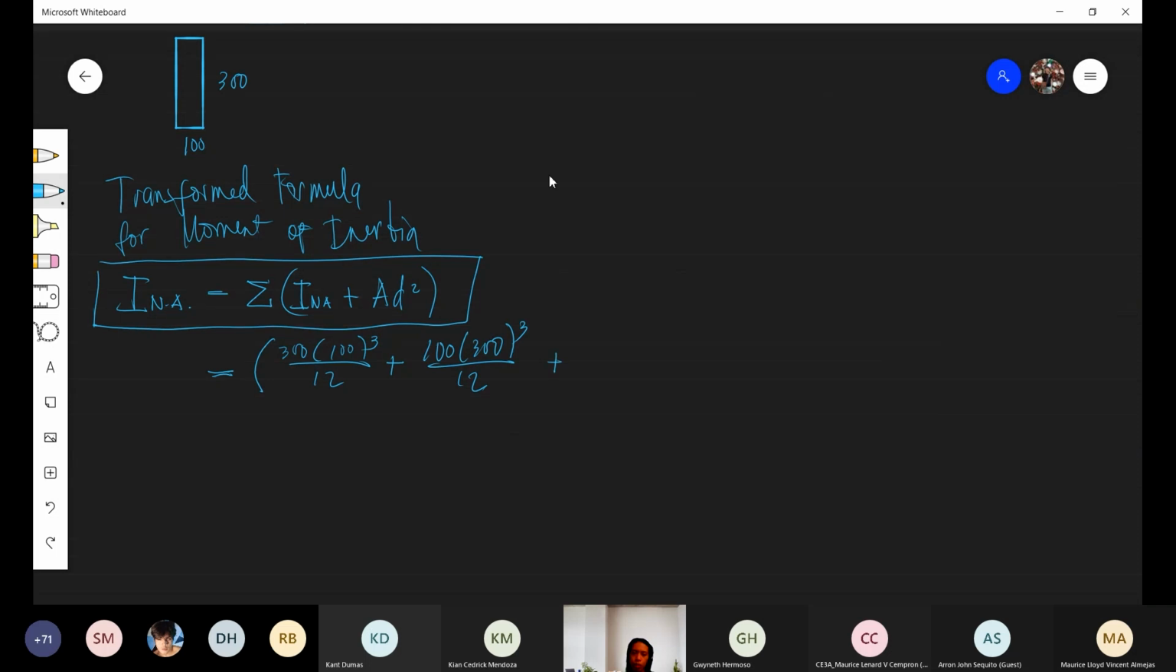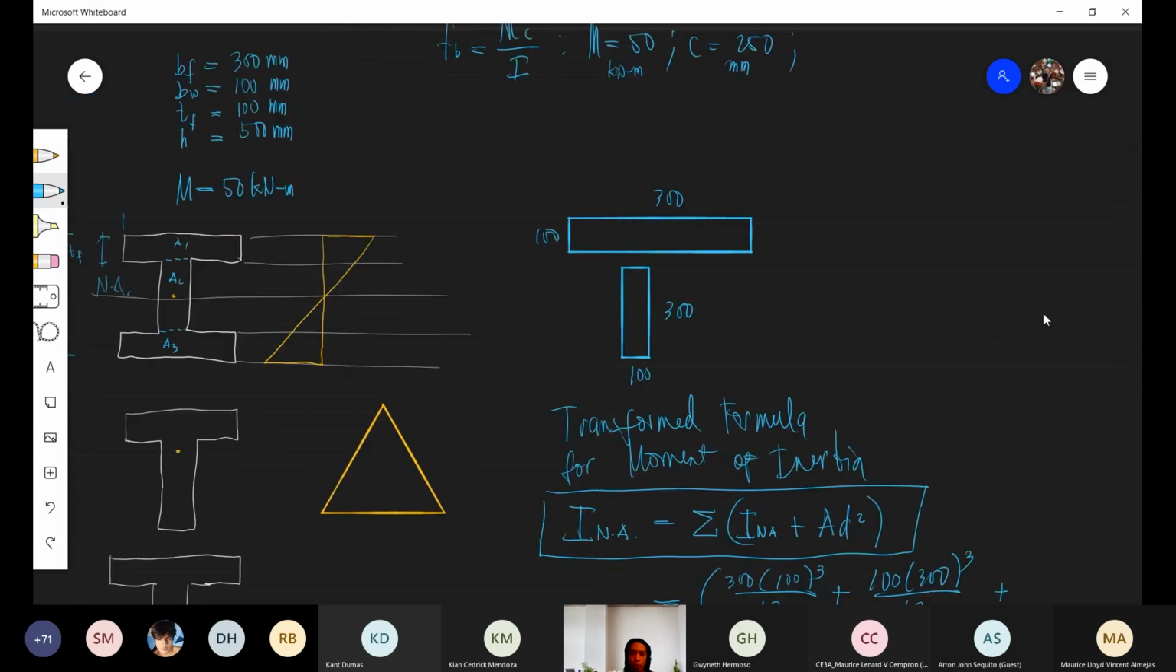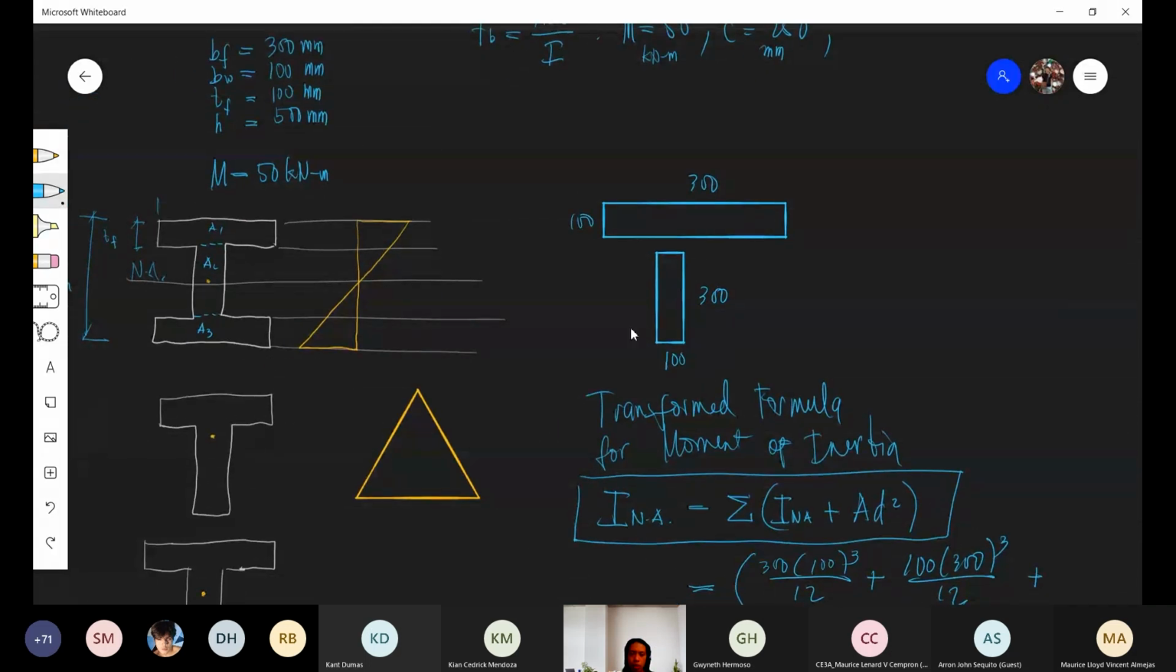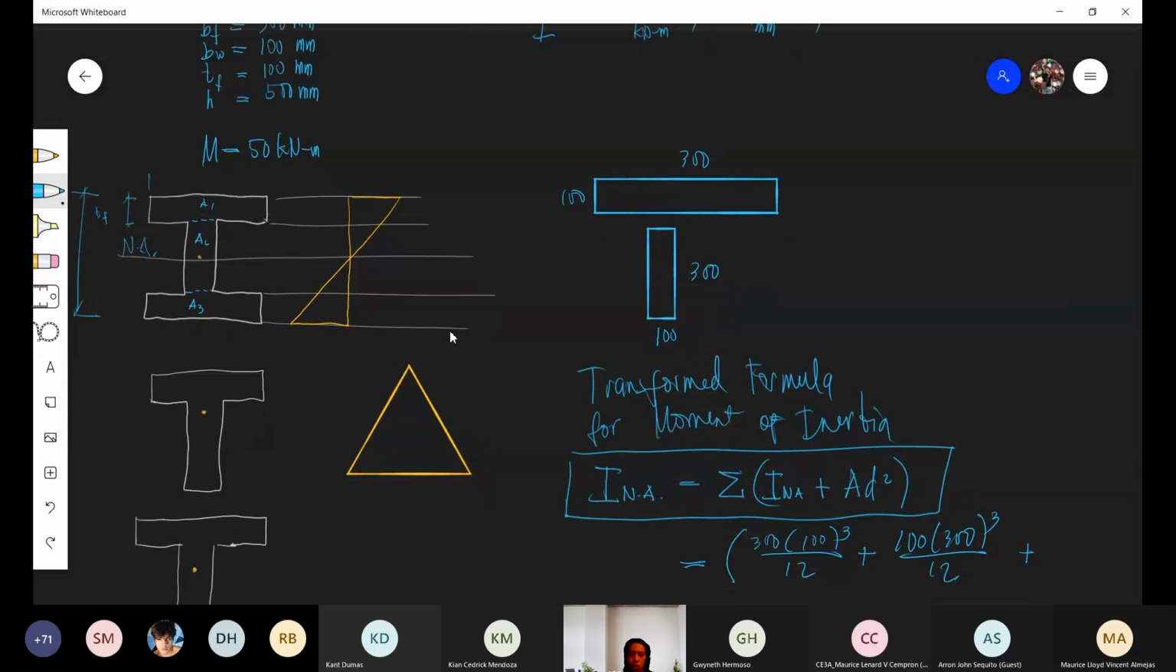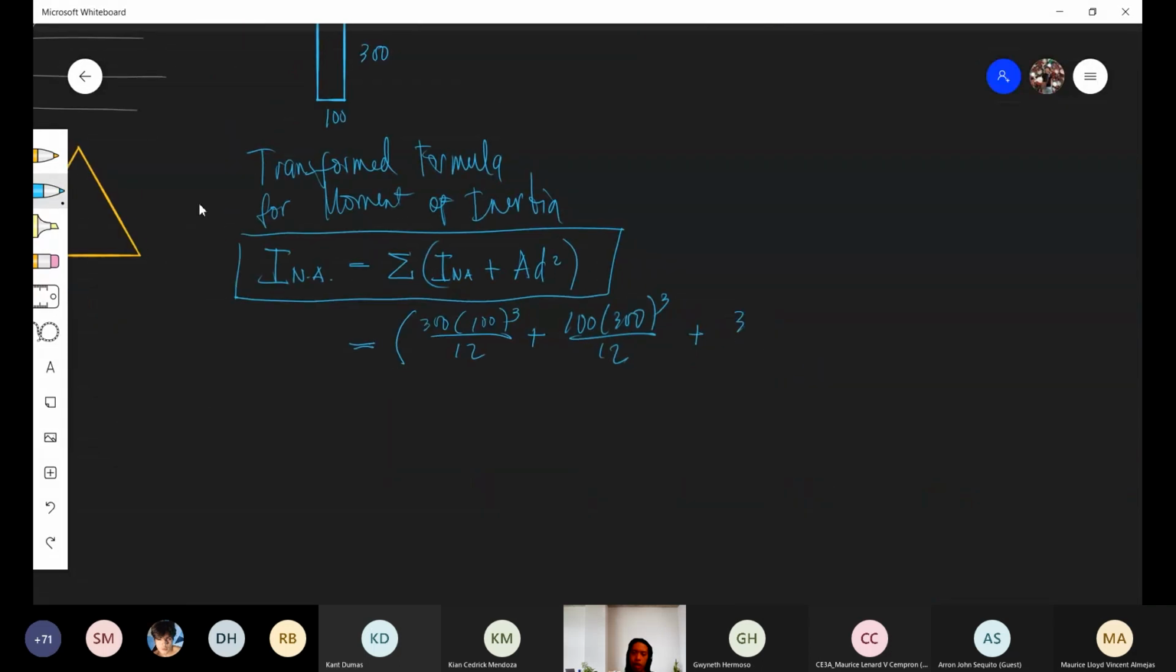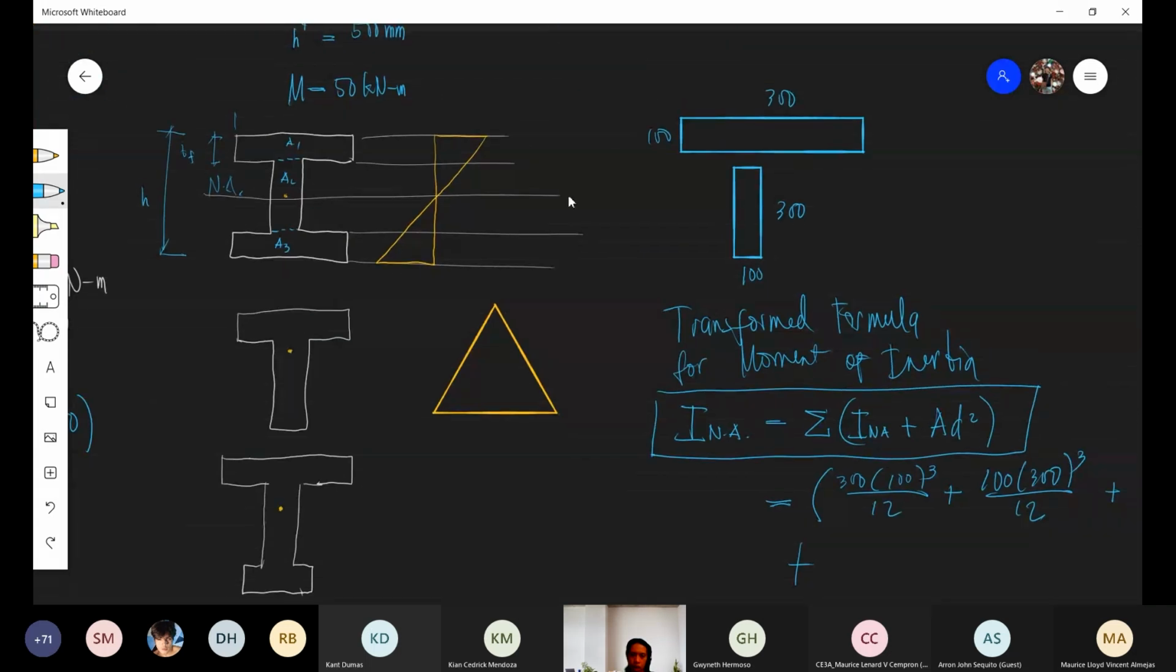Wait lang. Ada pala kita I-bar. Okay? Plus, the third one. Similar with this one, di ba? Ibutang ko na rin the flange: plus 300 times 100 cubed over 12. Nakuha niyo kung diin ito nga formula, BH cubed over 12. Okay? Did you get it? Summation of I-bar plus, again, the summation of AD squared. Ada it imo neutral axis.